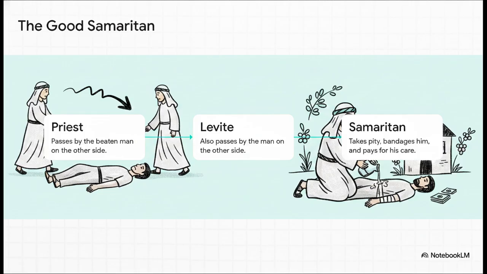What is absolutely crucial to grasp here is the subversive literary brilliance of this choice. In this historical context, Samaritans and Jews utterly despised each other. So by making the expected outgroup member the ultimate moral hero of the story, the narrative fundamentally redefines societal boundaries. It's a real game changer.